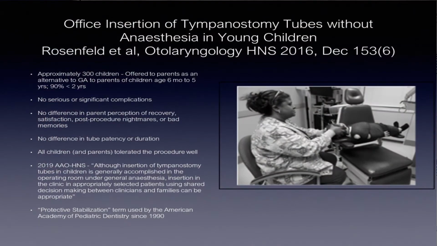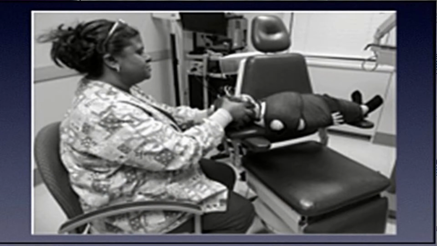Now, in order to achieve this, we need something called protective stabilization. The American Academy of Pediatric Dentistry has been using this term since 1990. You might know it better as patient restraints or medical immobilization, but this is the term that they use. And here's a picture of a child undergoing tympanostomy tube in the office without anesthetic. You do need to have the child in protective stabilization with a Papoose, and you need a very well-trained assistant. Apparently, Dr. Rosenfeld can do this procedure in 4 minutes on average.